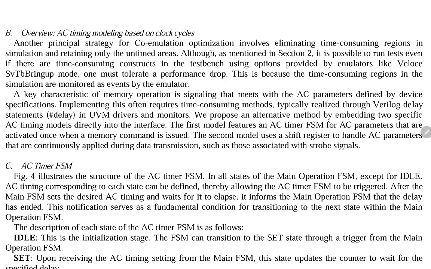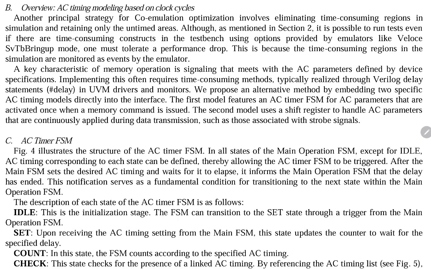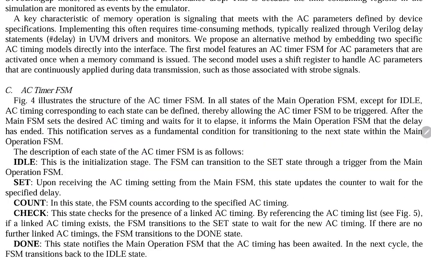Section C is AC timer FSM. Figure 4 illustrates the structure of the AC timer FSM. In all states of the main operation FSM, it is set to follow either IC, the time consuming corresponding to each state can be defined, thereby allowing the AC timer FSM to be triggered. After the main FSM sets the desired AC timing and waits for it to elapse, it informs the main operation FSM that a delay has ended. This notification serves as a fundamental condition for transitioning to the next state within the main operation FSM.